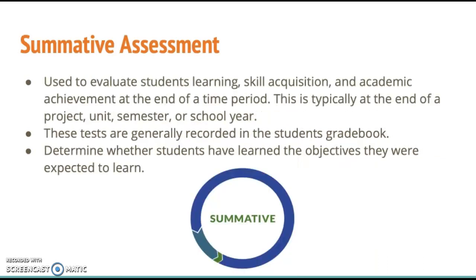Now, a summative assessment is a little bit different than a formative assessment. A summative assessment is used to evaluate students' learning, skill acquisition, and academic achievement at the end of a time period. This is typically at the end of a project, unit, semester, or school year. These tests are generally recorded in the student gradebook as a grade. These assessments also determine whether the students have learned the objectives they were expected to learn. So these happen at the end of a time period.